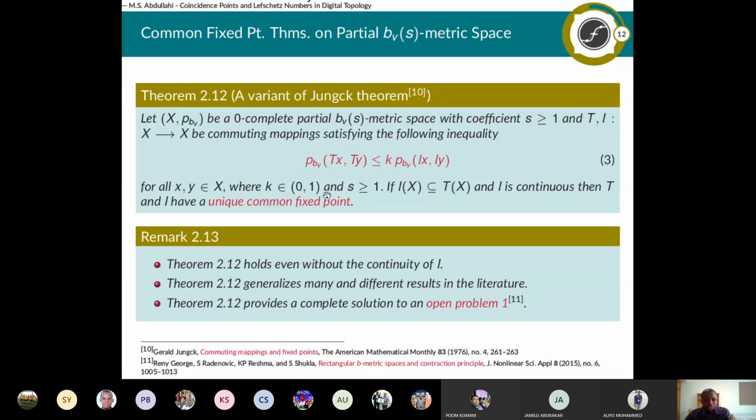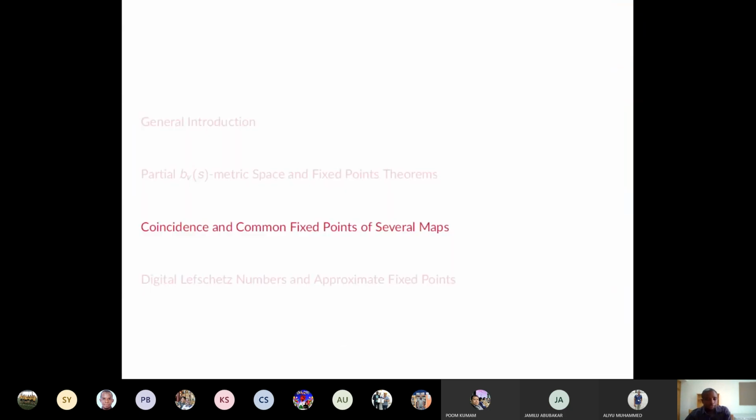So as a consequence of this theorem, we know that even if we exclude the condition that I has to be continuous, this theorem will still hold. And this theorem generalizes many notions of many theorems in the literature. And also this theorem gives a complete solution to an open problem raised by George in his paper in 2015.